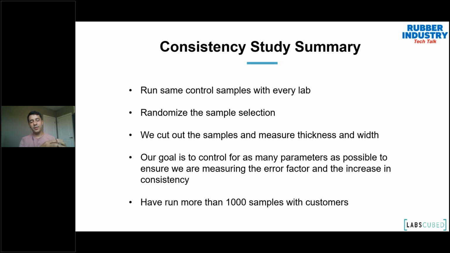Once we stamp out a whole bunch of samples from a huge sheet of rubber, we randomize that so nobody's getting certain batches. We cut out the samples, we measure the thickness, we measure the width, and then send these materials out to different companies. They run them on their manual system, so their technicians are running on a conventional tensile machine, and then we run them in an automated fashion, and we do a comparison to show the consistency increase that should exist. We've run thousands of samples doing this, so it's quite a large study that we've done across the board.